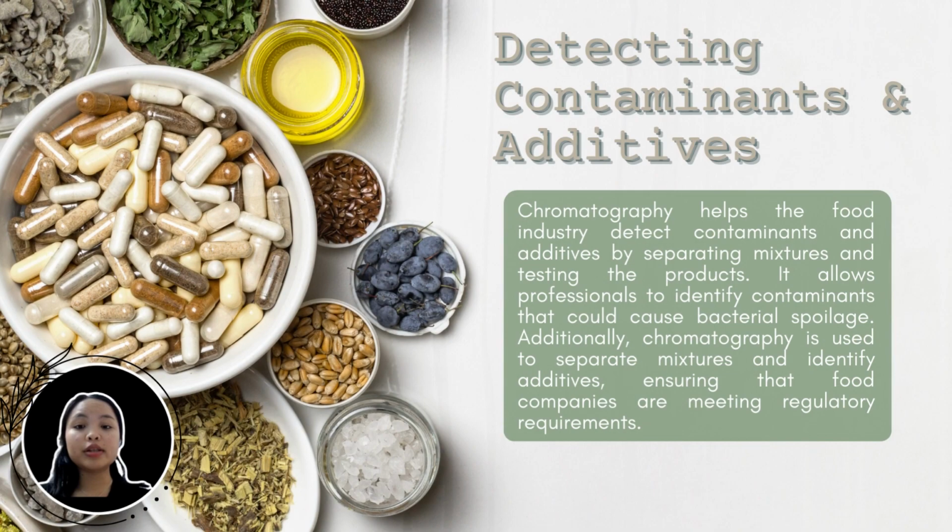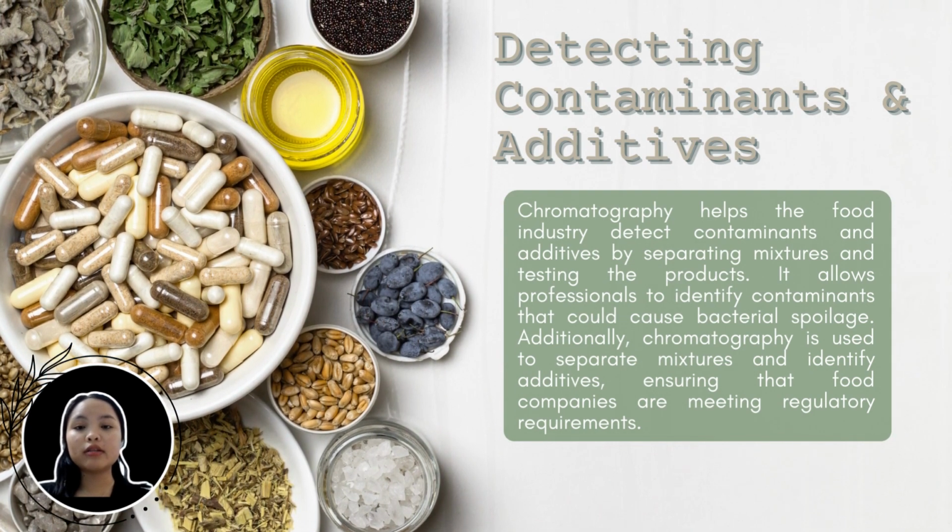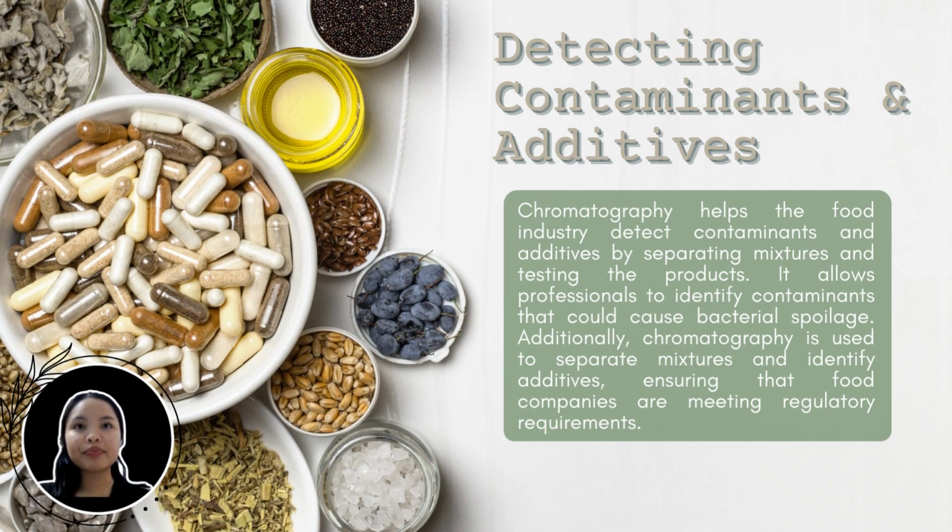Chromatography helps the food industry to detect and quantify any potential contaminants or additives present in food products. This is crucial in ensuring food safety and quality control, as it allows manufacturers to monitor and regulate the presence of harmful substances. For example, chromatography can identify pesticide residues, heavy metals, artificial sweeteners, or food coloring agents that may be present in the food.